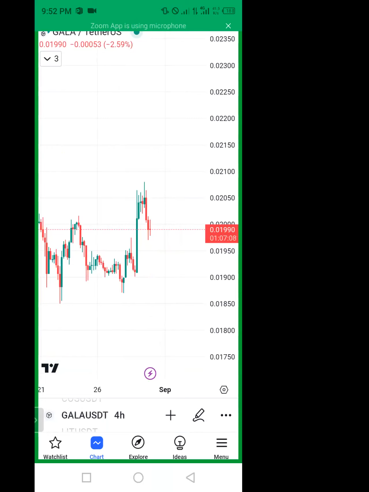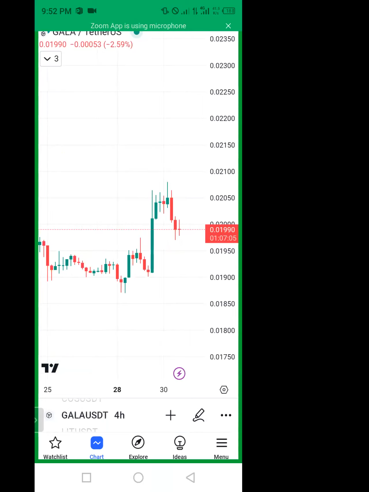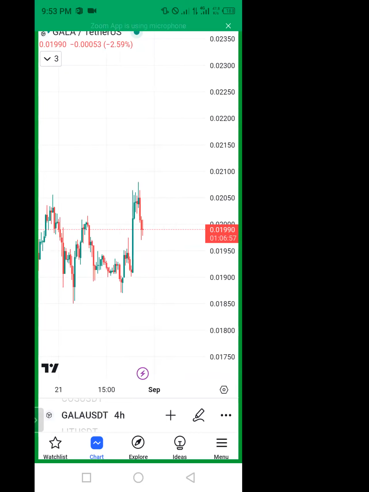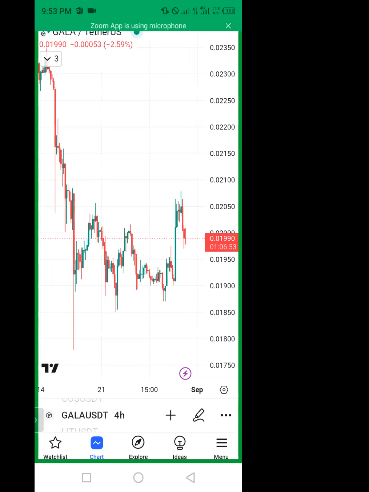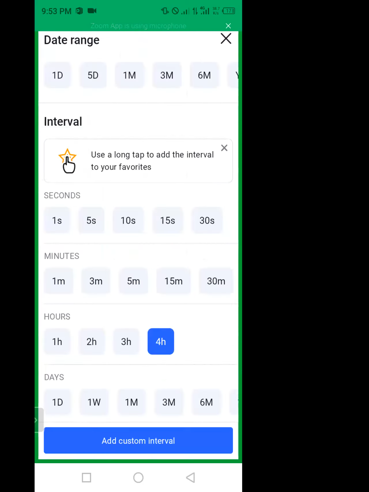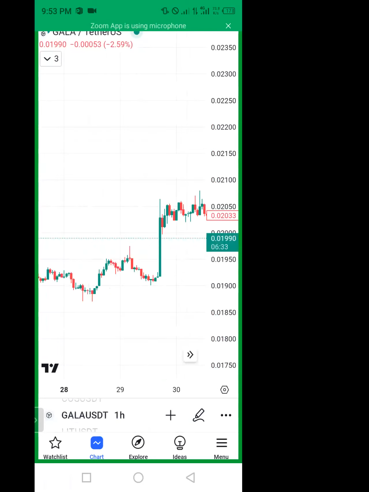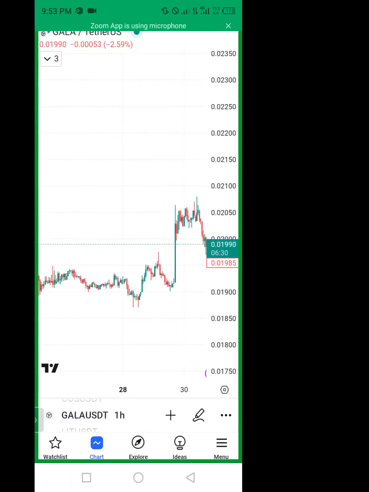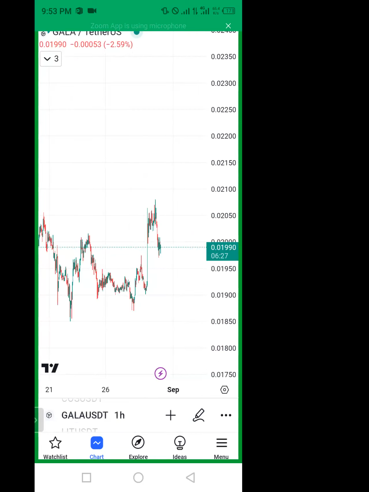If we have understood that one, now, where should someone draw a resistance or a support line? You don't need to be so perfect, but where you are seeing 2 or 3 candles ending in the same place, there must be a line there, either support or resistance. Where you are seeing a concentration in one place, let us start with 1 hour. Let us look at 1 hour.